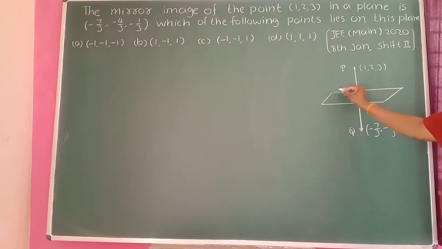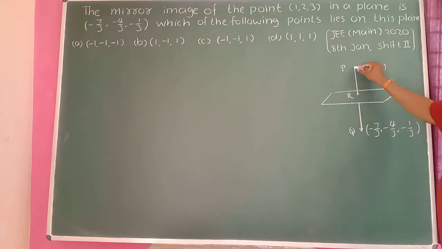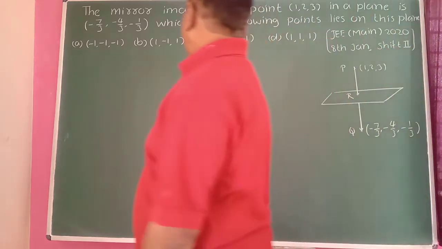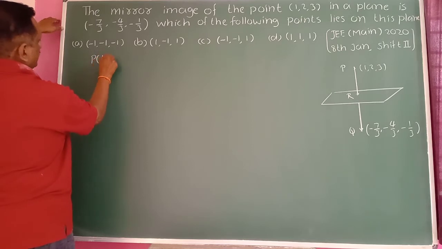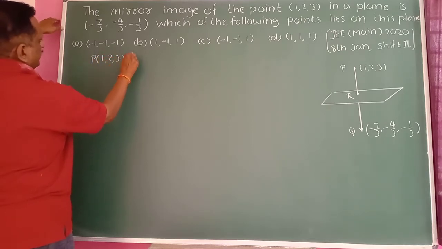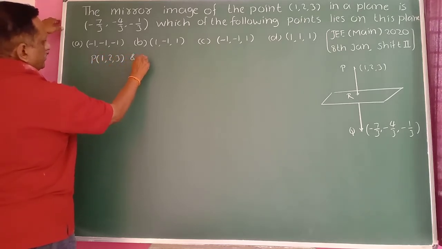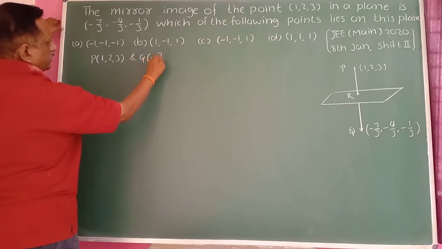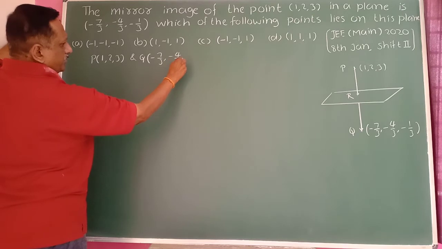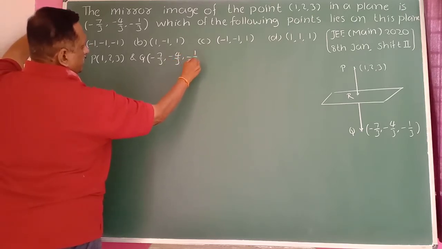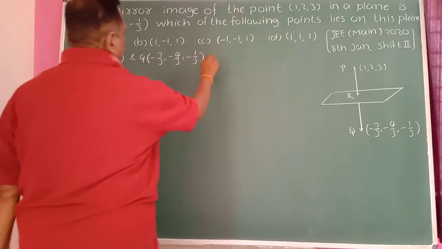This point lies on this plane here. First you find the midpoint using the midpoint formula. So P is (1, 2, 3) and Q is (minus 7 by 3, minus 4 upon 3, minus 1 upon 3). These are the given points here.